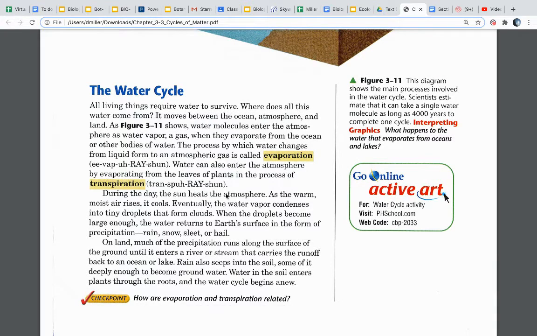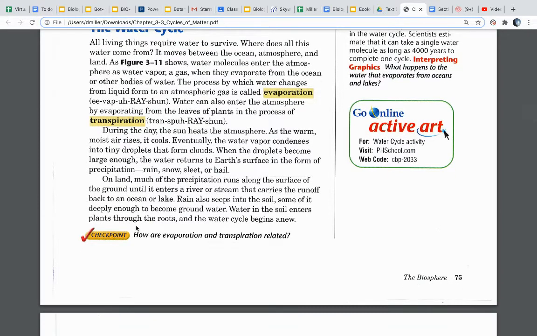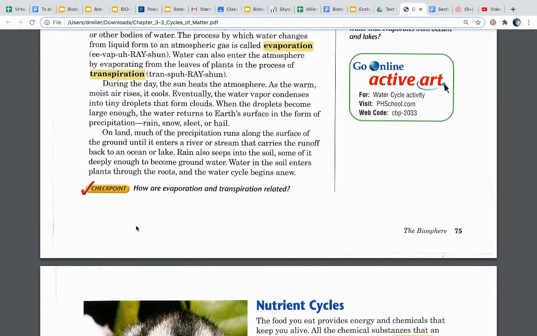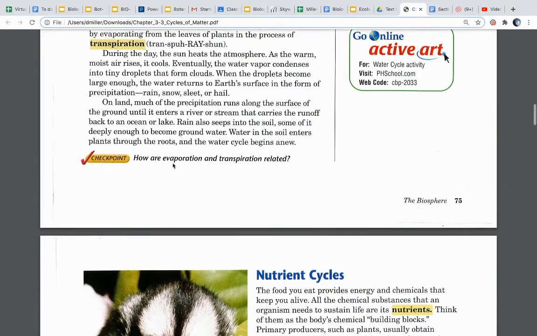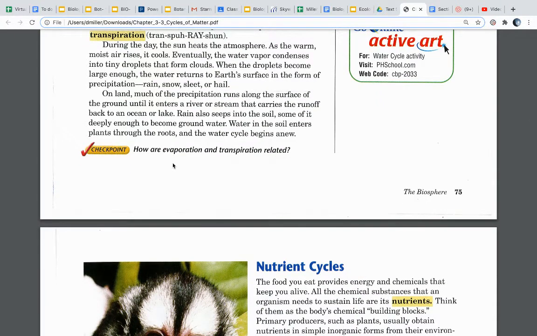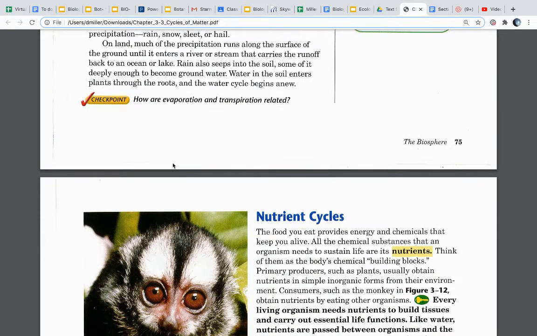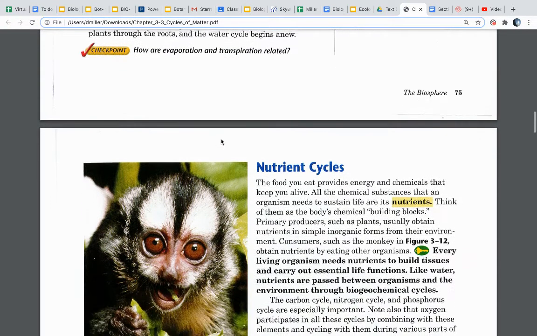During the day, the sun heats the atmosphere. As the warm, moist air rises, it cools. Eventually, the water vapor condenses into tiny droplets that form clouds. When the droplets become large enough, the water returns to Earth's surface in the form of precipitation: rain, snow, sleet, or hail. On land, much of the precipitation runs along the surface of the ground until it enters a river or stream that carries the runoff back to an ocean or lake. Rain also seeps into the soil, some of it deeply enough to become groundwater. Water in the soil enters plants through the roots, and the water cycle begins again.